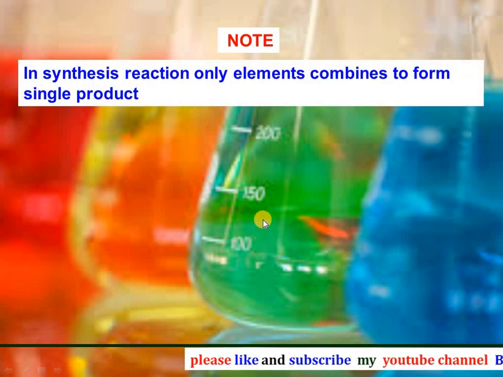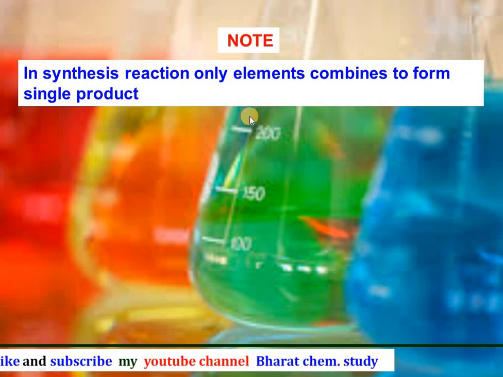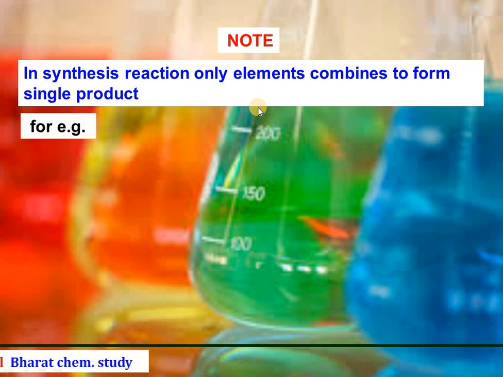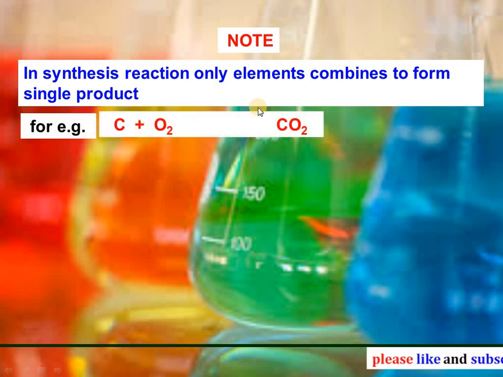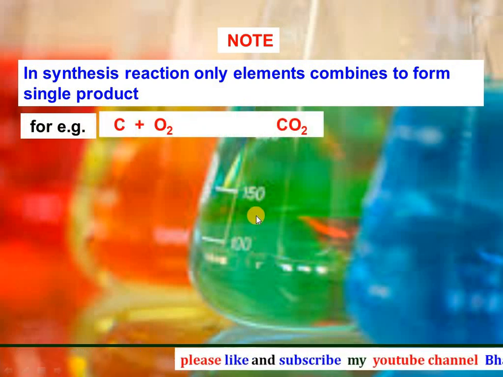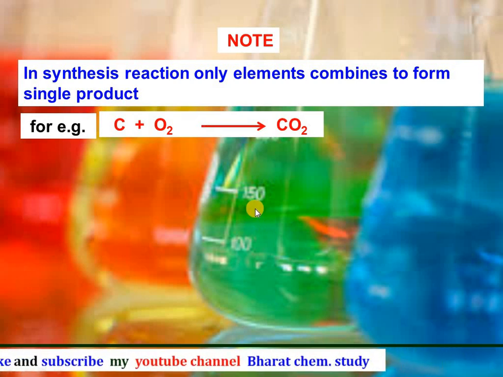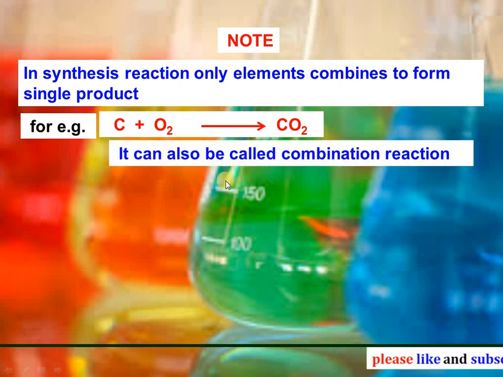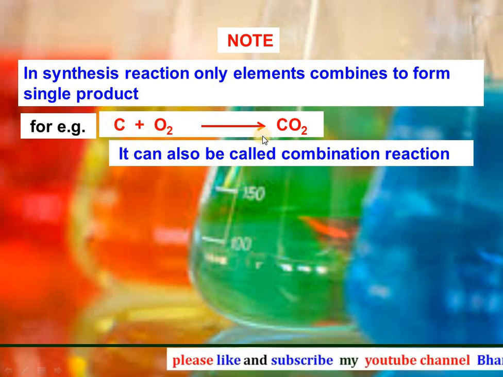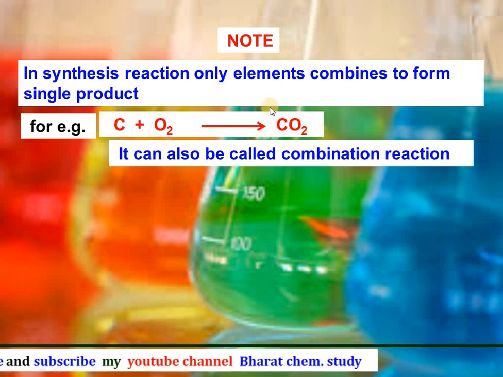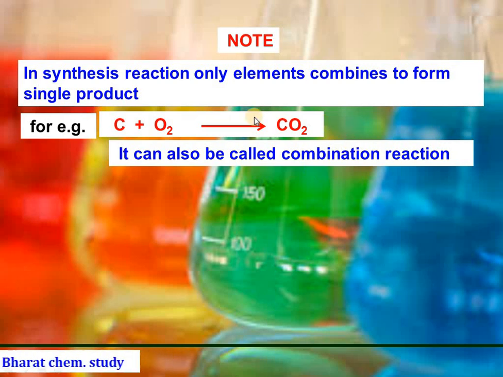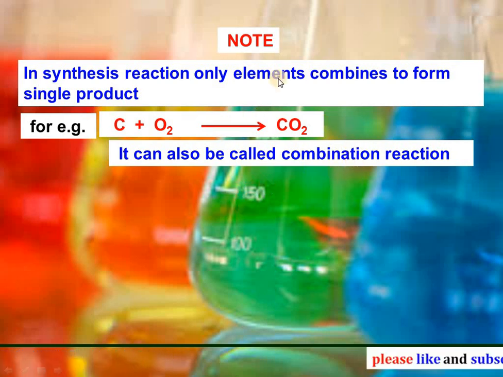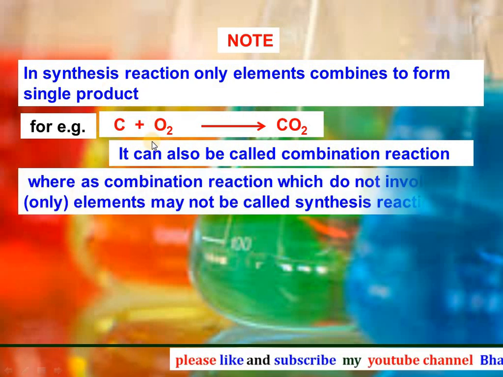Note, in a synthesis reaction only elements combine to form single products. For example, carbon is in elementary form, oxygen is in elementary form, and they react to form a single product, carbon dioxide. It is also a combination reaction because in this reaction two reactants combine to give a single product. So this is an example of a combination reaction as well as a synthesis reaction.